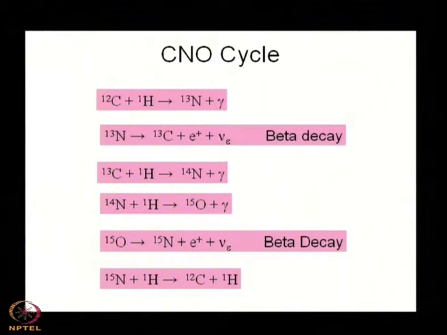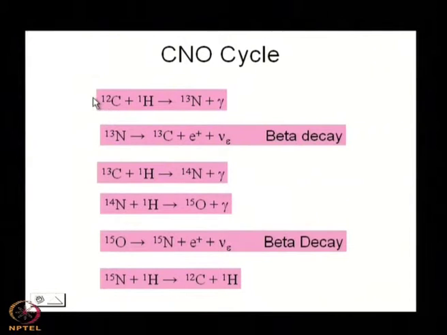I have told you that the sun has 2% heavy metals. That 2% includes carbon, nitrogen and oxygen. So, there is another reaction pathway where the proton can combine with these carbon, nitrogen and oxygen to produce helium. So, let us go through that also. In this CNO cycle, what happens?